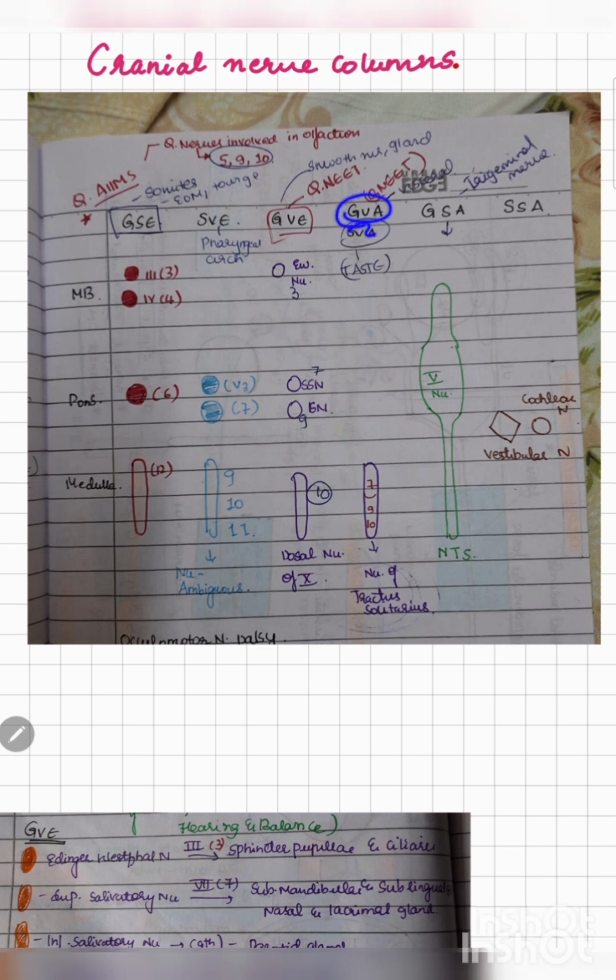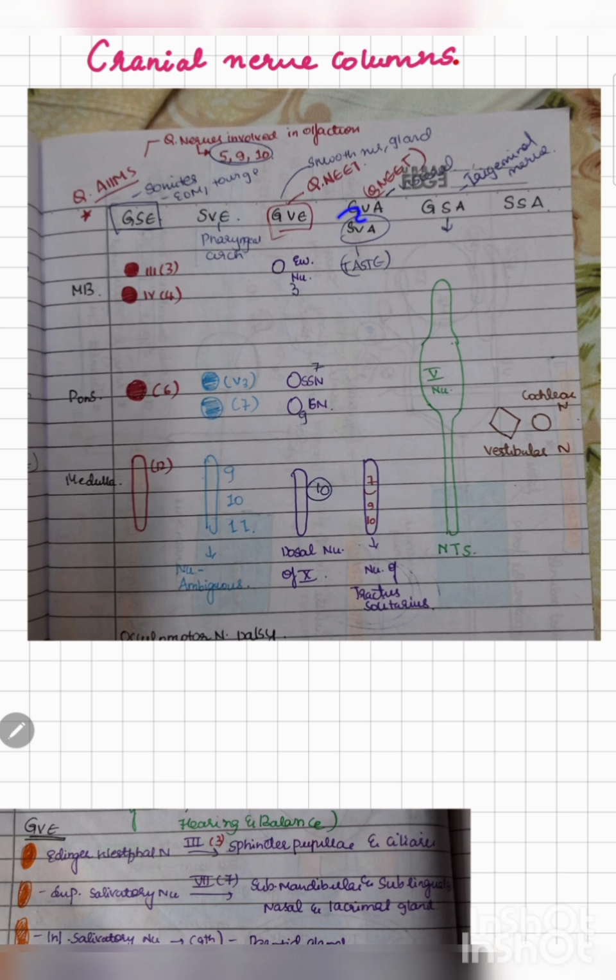It's about GVA and SVA. GVA will carry general sensations like pain, temperature and fullness from the internal organs, that is viscera. Then SVA stands for special visceral afferent, which will carry only taste sensation. Both the signals have an input to the NTS, the nucleus of tractus solitarius, which includes cranial nerves 7, 9 and 10.